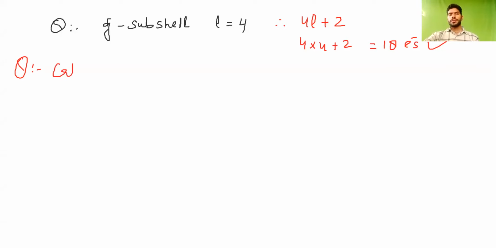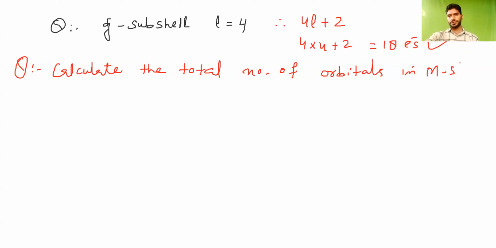So calculate the total number of orbitals in the M shell. Can you tell me this one? Just calculate and tell me the answer.